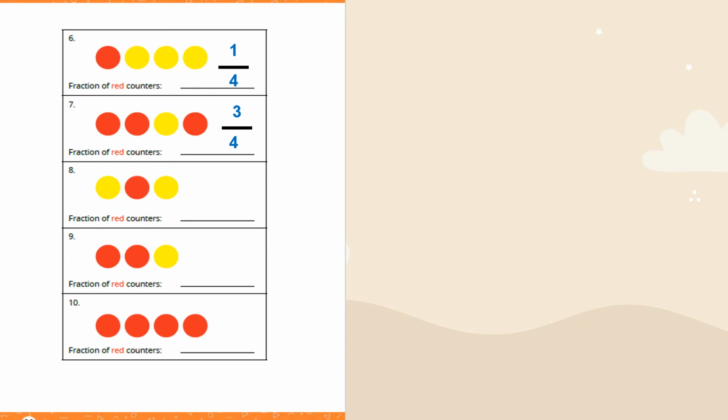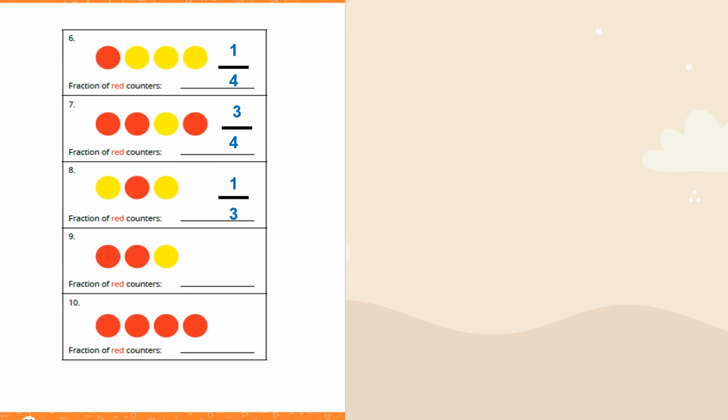Here I have how many balls? 1, 2, 3. We must first write the fraction bar. Then 1, 2, 3. 3 parts. 3 balls. Okay. Then how many red balls? 1. So it will be 1 over 3, 1/3.